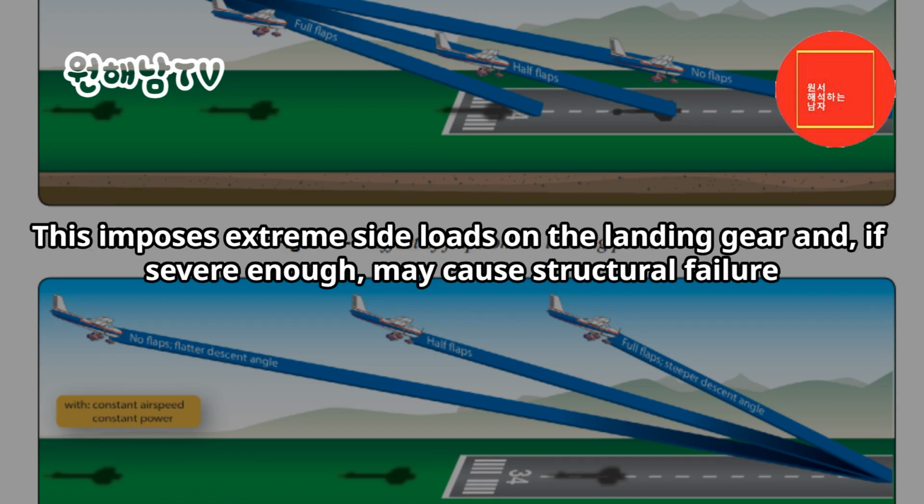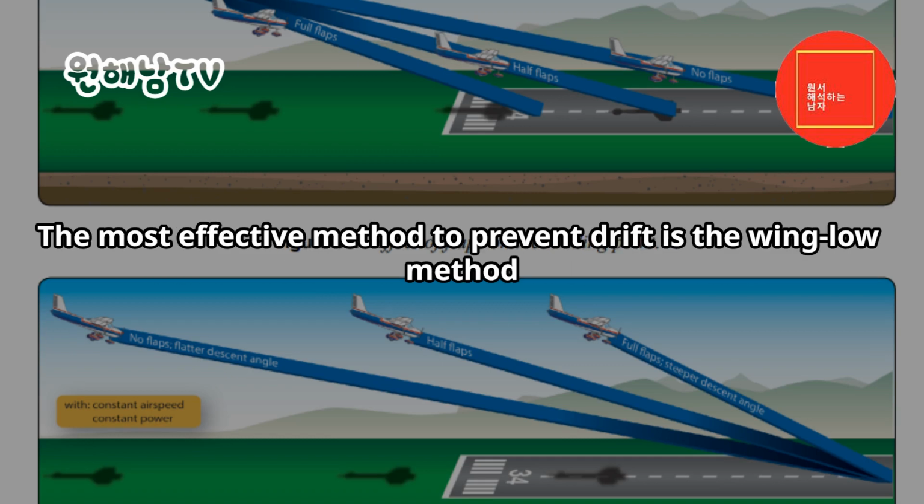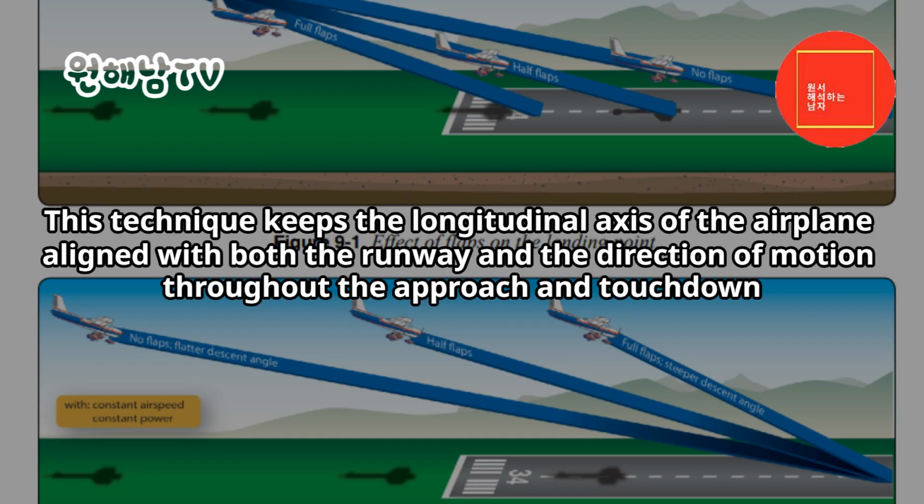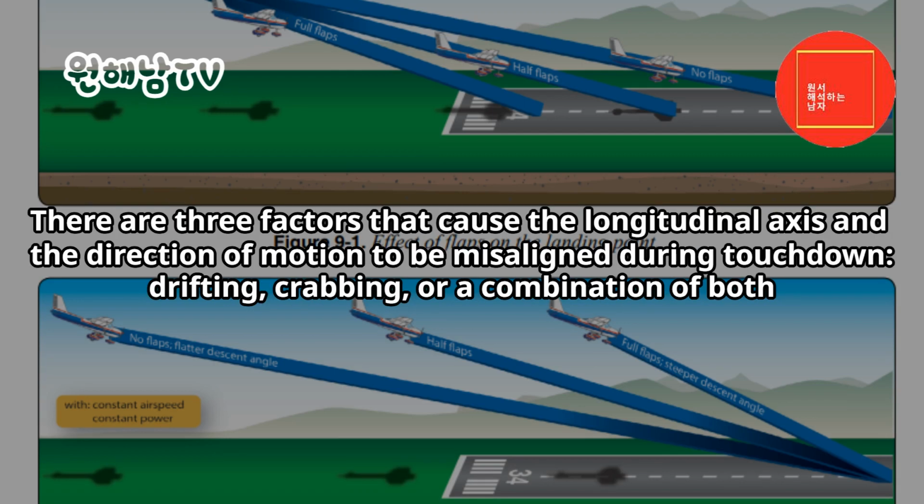This imposes extreme side loads on the landing gear and, if severe enough, may cause structural failure. The most effective method to prevent drift is the wing-low method. This technique keeps the longitudinal axis of the airplane aligned with both the runway and the direction of motion throughout the approach and touchdown. There are 3 factors that cause the longitudinal axis and the direction of motion to be misaligned during touchdown: drifting, crabbing, or a combination of both.